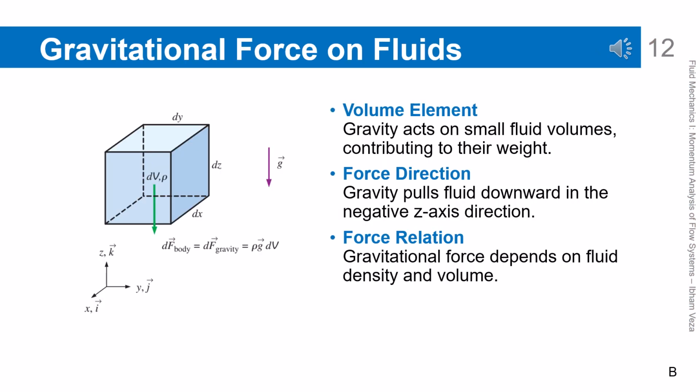Gravitational force on fluids. Gravitational force acts on every small fluid volume element and contributes to the weight of the fluid. The direction of this force is always downward, usually defined as the negative z direction. The magnitude of the gravitational force is proportional to the fluid density and volume. In control volume analysis, this force is included as a body force. Its contribution becomes important, especially in flows with elevation changes.